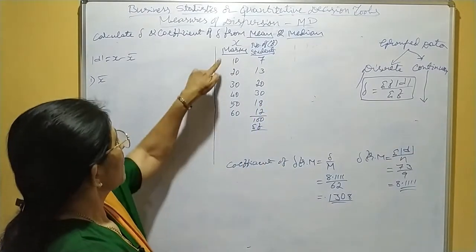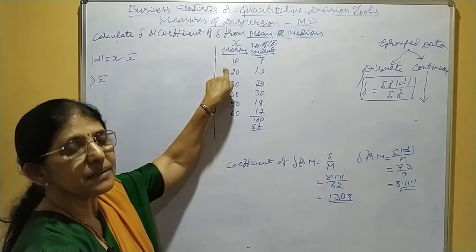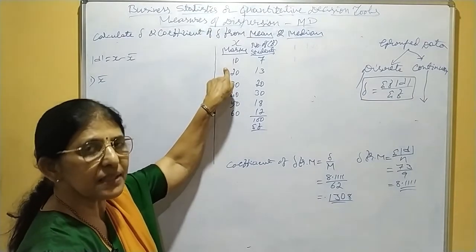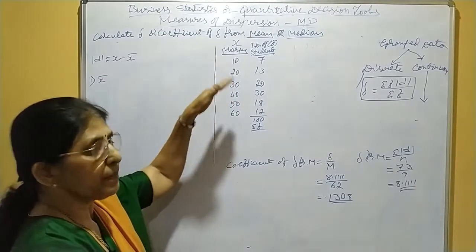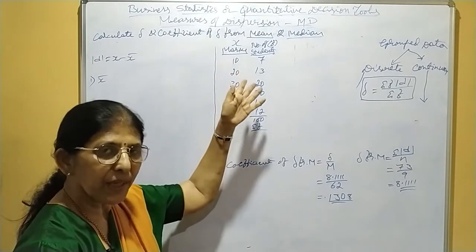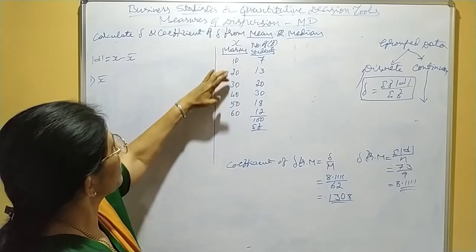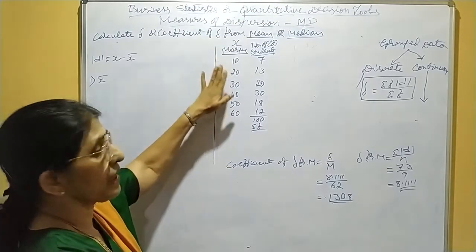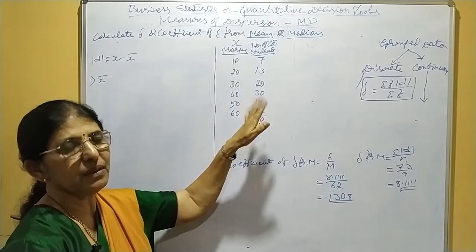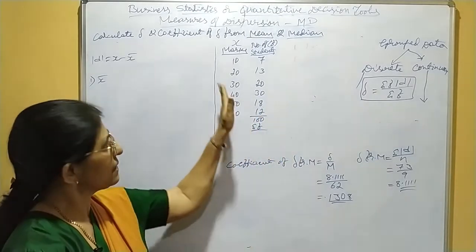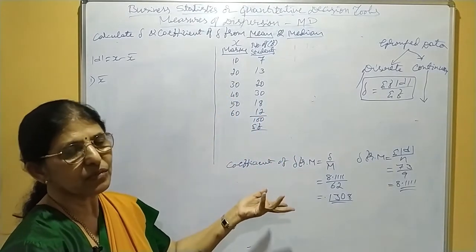Here under discrete series we come across direct method, indirect method or step deviation method. It is supplementary information, therefore you may apply even direct method. Here the increment among variables is common, so this is step deviation method. If you are practiced with it, then take step deviation method, no problem.